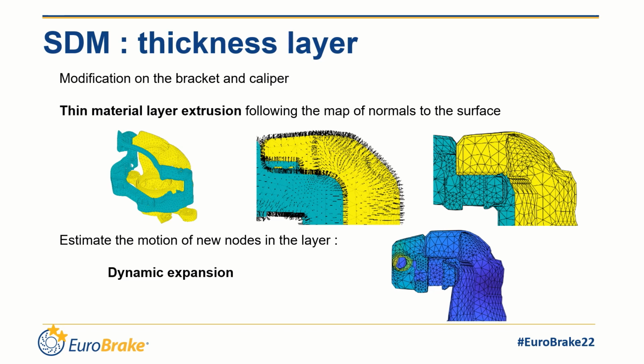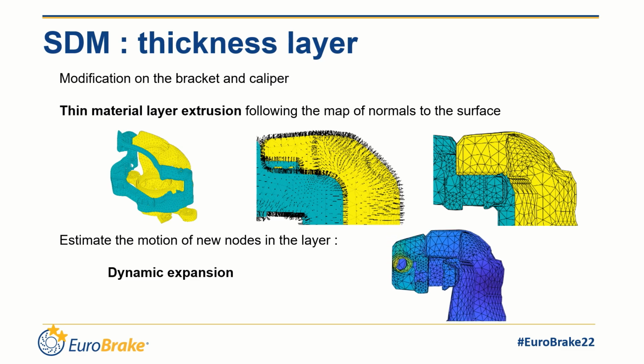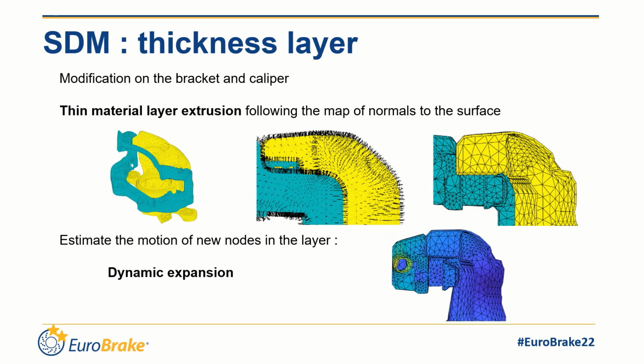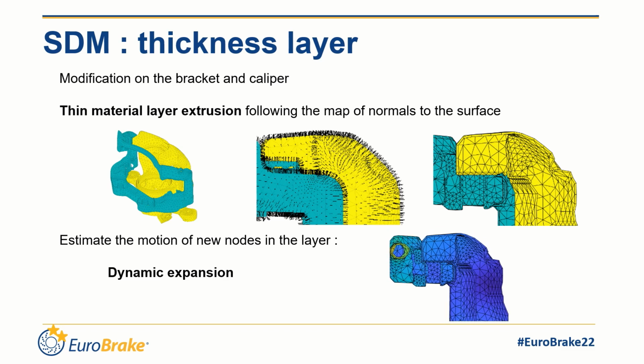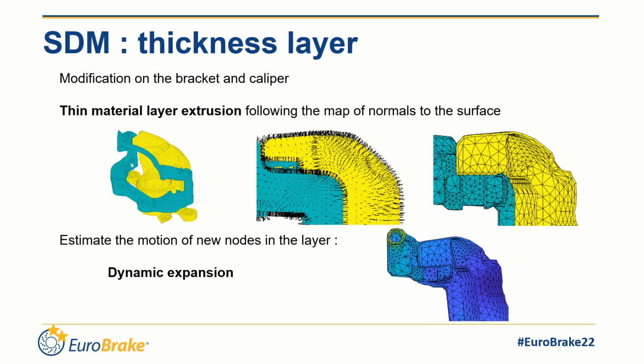To determine areas where thickness modification has the strongest impact on model frequencies, the first modification is to add a thin and uniform thickness layer. We show here on the caliper and the bracket how it is built. The map of normals to the surface is used to extrude the thin material layer. To estimate the unknown motion of the new nodes in the layer, a dynamic expansion is performed by imposing the mode shape motion at the model frequency. The animation here shows the result of the motion estimation in the whole layer.